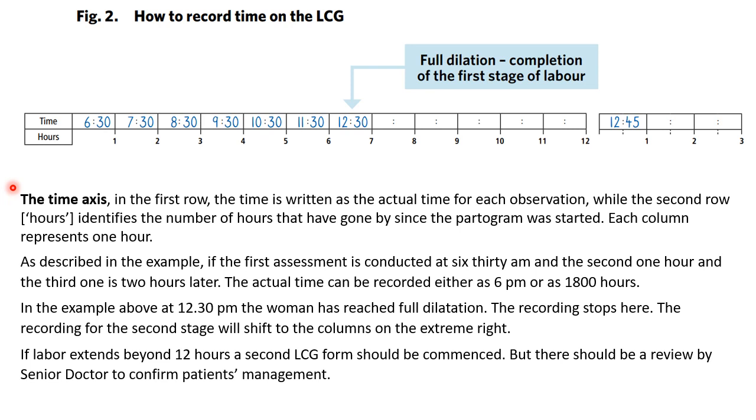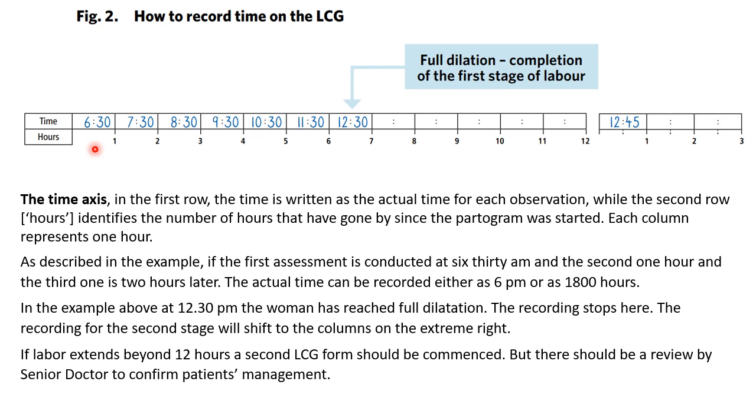As described in this example, if the first assessment is conducted at 6:30 a.m. and the second one 1 hour later and 2 hours later, the actual time can be recorded as 6:30, even if it is in the morning, or 06:30 if you want to record in the 24-hour clock. So if this was 6:30 in the evening or 6:30 p.m., then it would be recorded as 18:30 hours.